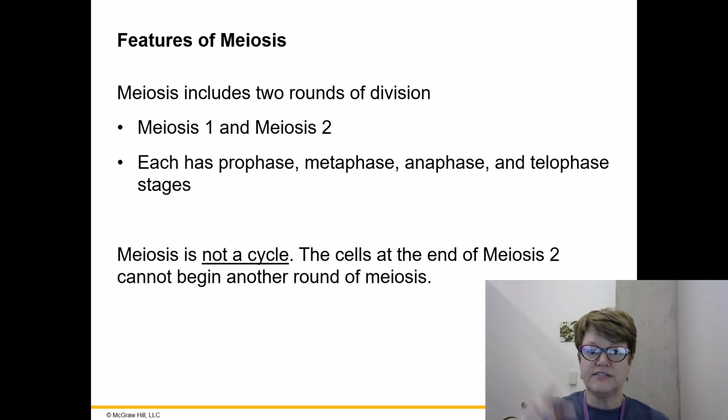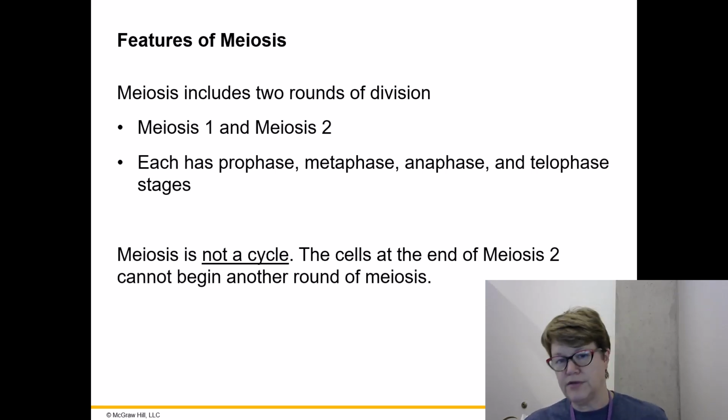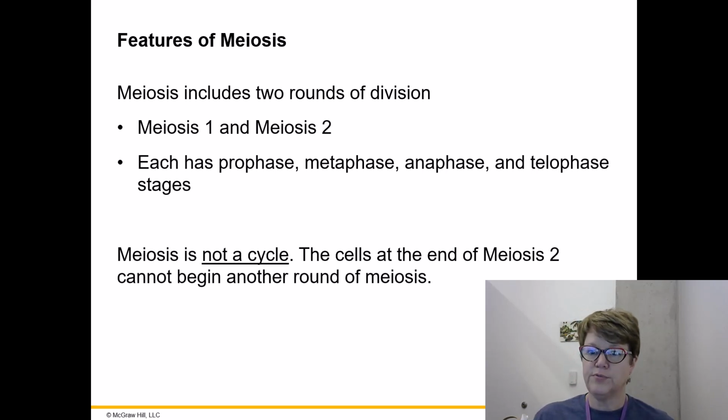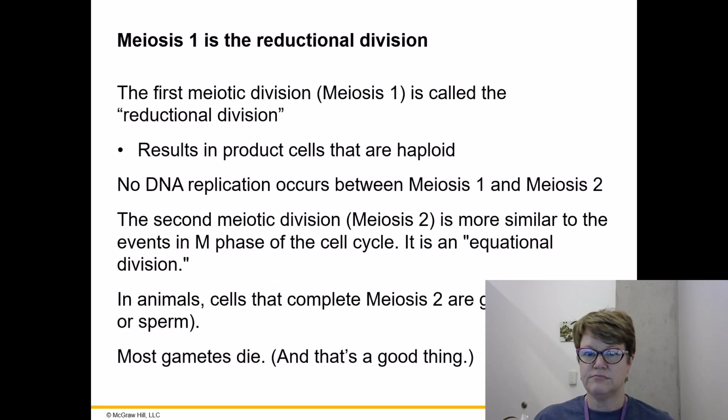Sexual reproduction is a cycle, but the cell division part is not. The cells, when they get to the end of meiosis 2, that's it for them. They can't go through meiosis again. So those cells, the products at the end of meiosis 2, the final product cells of all of meiosis, are the gametes, and they just kind of wait around and hope for fertilization.